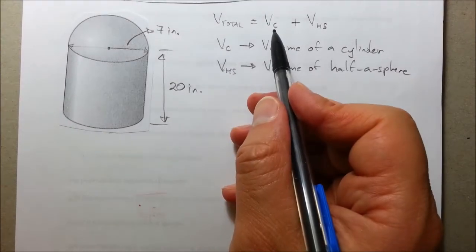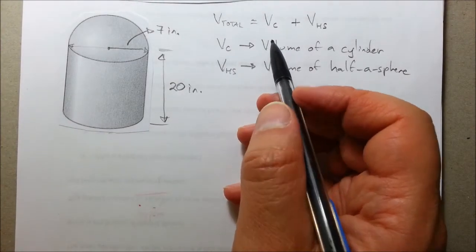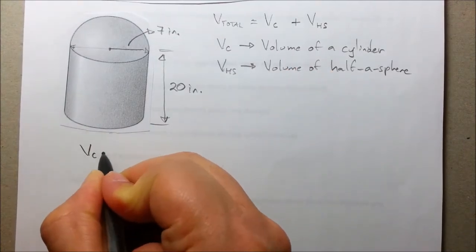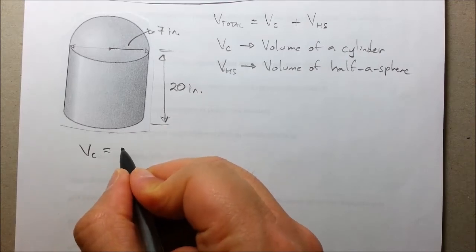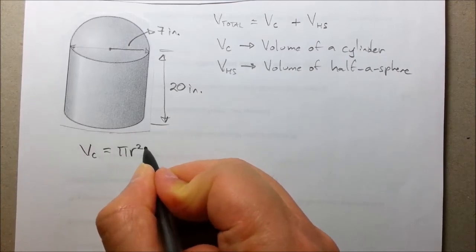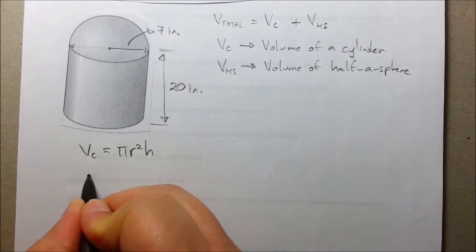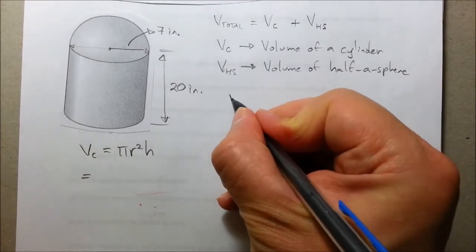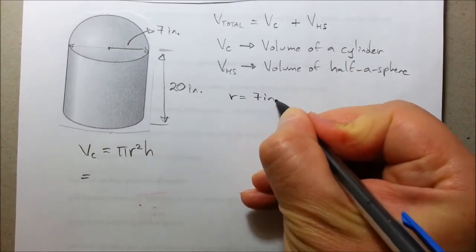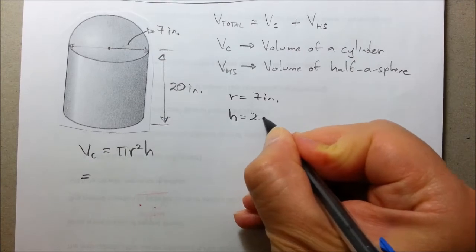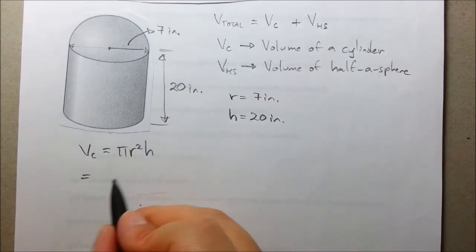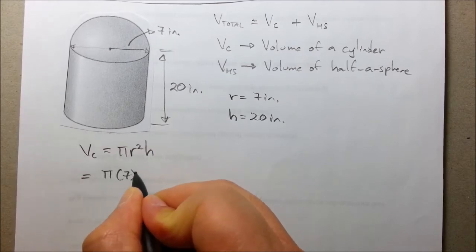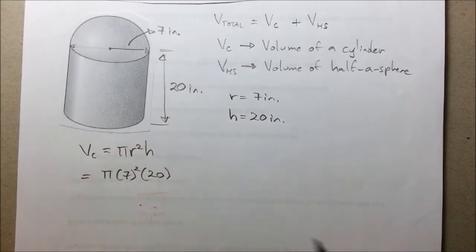So let's start calculating the volume of a cylinder. Once again, let's collect our data. What's the volume of a cylinder? VC. The formula for the volume of a cylinder is pi r squared times the height. Now we know that the radius equals 7 inches, and the height is equal to 20 inches. So pi times 7 squared times the height, which is 20.